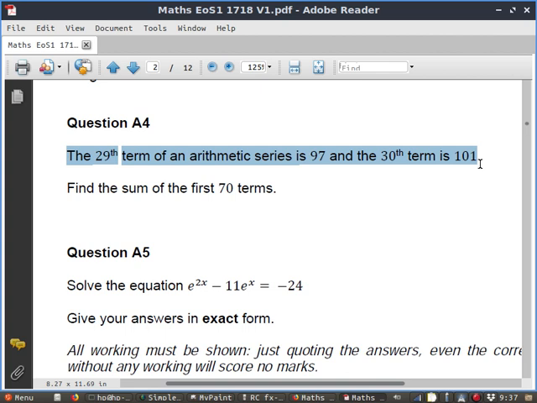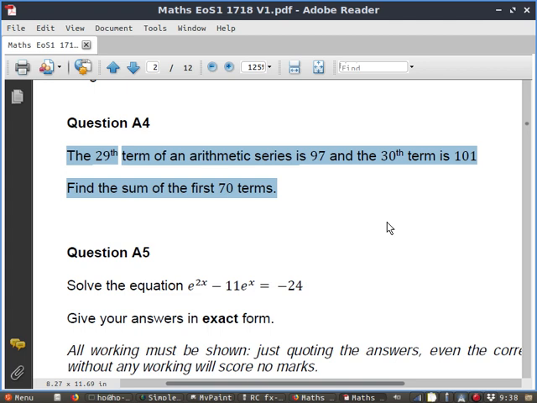What's the A? Are you sure about that? What's the A here? Sorry, I misspoke. I mean to be saying what's the D? What's the D? It's 4. Why is it 4? Yeah, they're neighbouring terms, aren't they? The 29th and the 30th term are neighbours. So the difference between those neighbours is 4, so that means the D is 4.